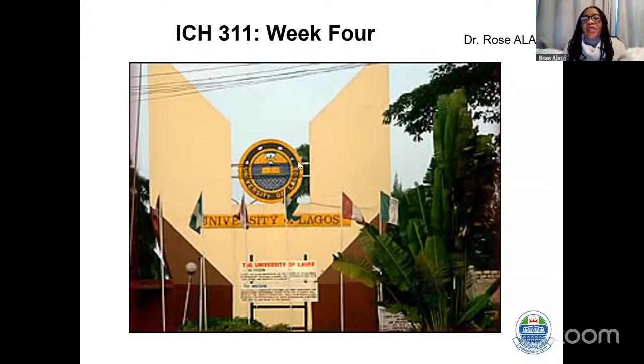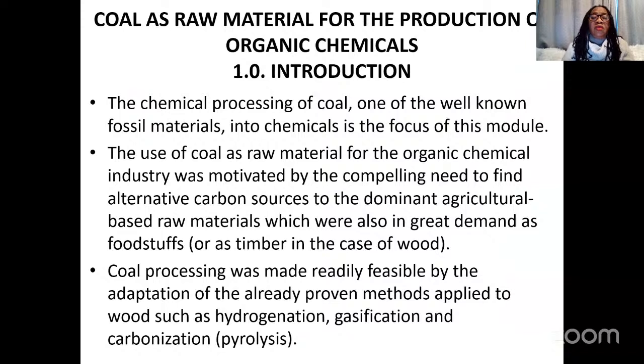So this is our fourth week, our fourth lecture on ICH 312. So we're looking at the use of coal as a raw material for the production of organic chemicals today. Coal, of course, you know coal is one of those fossil materials. We have coal, we have petroleum, and we have natural gas. So today we're looking at how we can process coal to obtain organic chemicals.